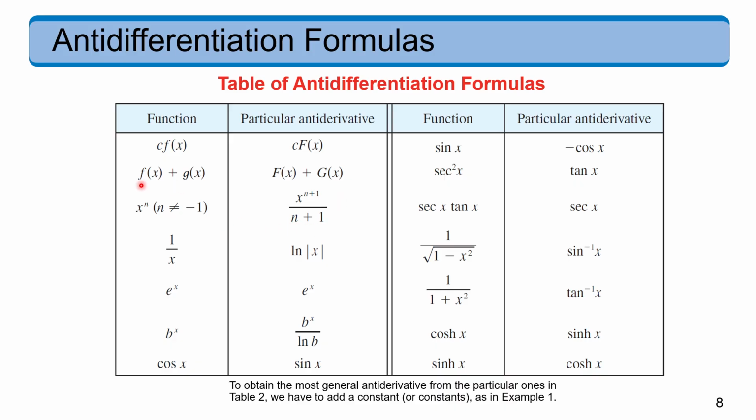Now this rule says if you want to take the antiderivative of f plus g, you take the antiderivative of little f plus the antiderivative of little g. What this rule is telling us is that if you have a sum, you can take the antiderivative of each term individually. Now why do you think you can do that?